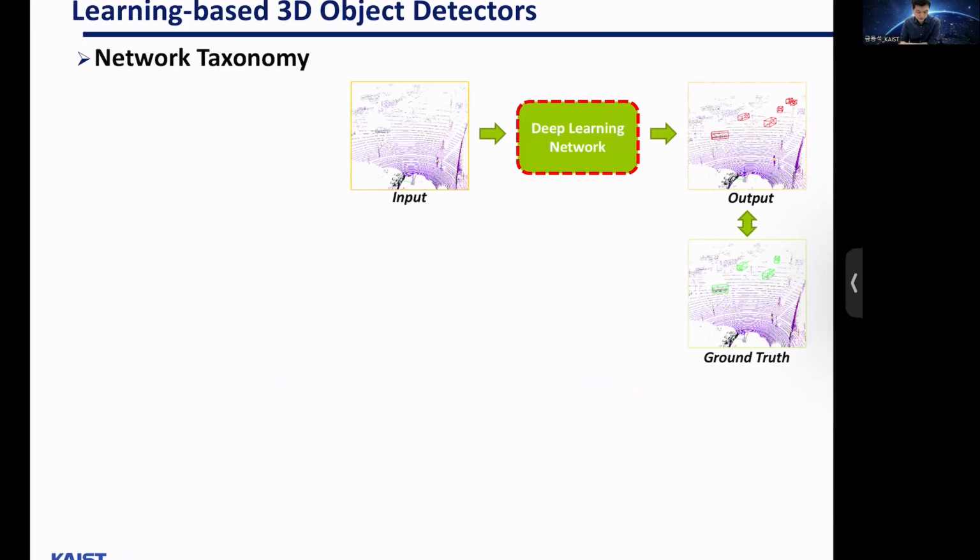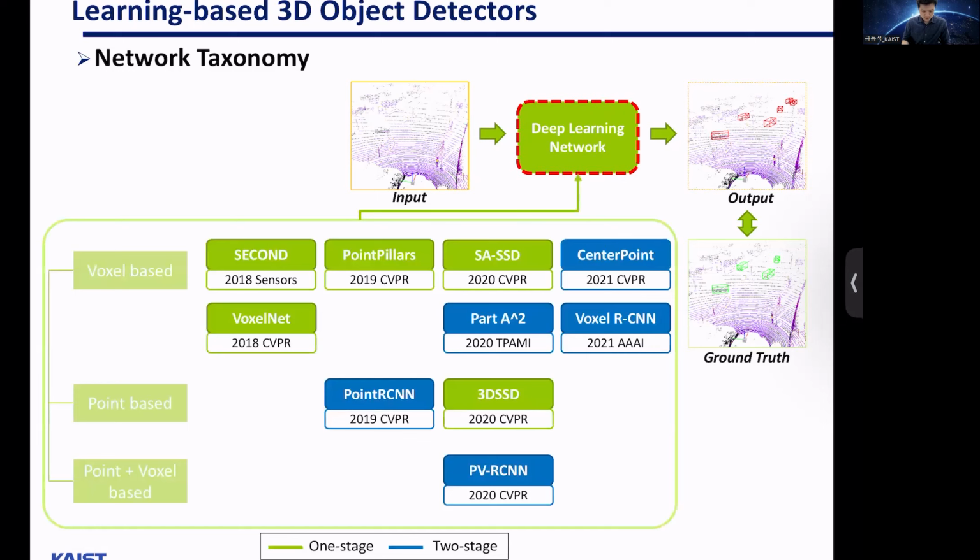Learning-based 3D object detectors have evolved over the last 7 or 8 years, and there are a number of object detectors available in the literature, and I would like to give you a quick overview of what types of LiDAR object detectors are available. Here's a taxonomy of the networks. So first, let's group by the backbones or encoding methods.